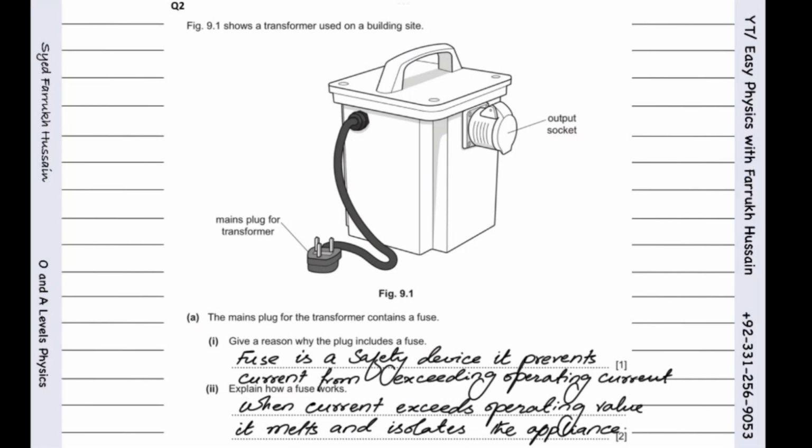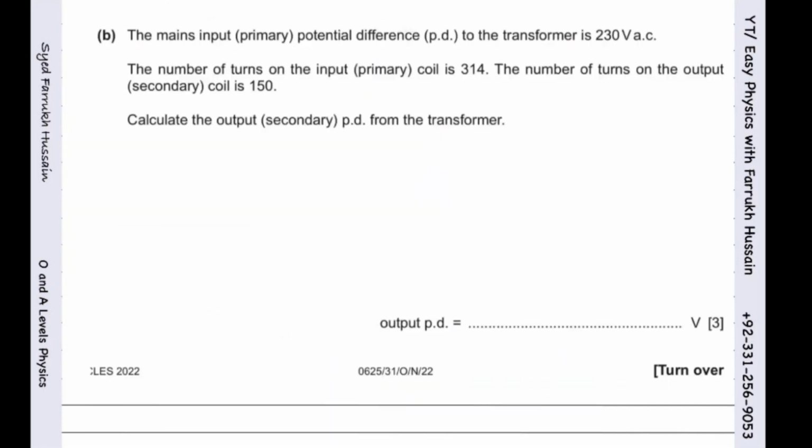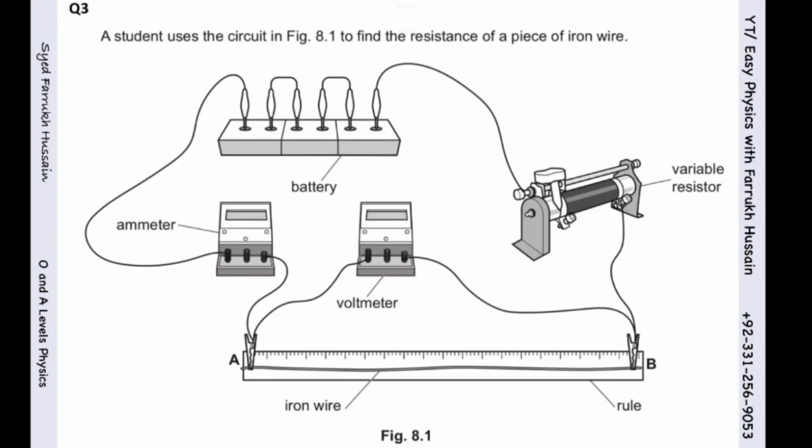Okay, should we move on? Question part B. The mains input primary potential difference. You have not done this one. Okay, next question.